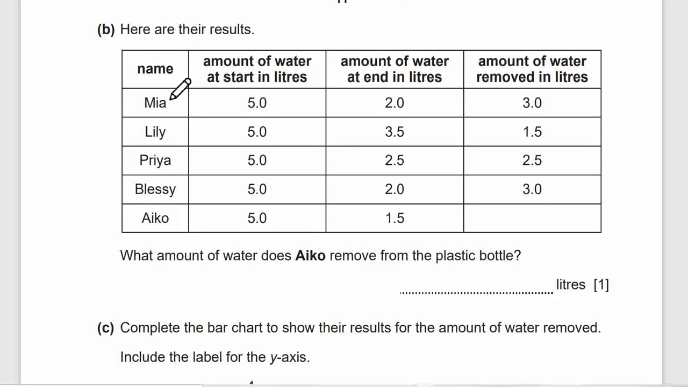Next, question B. Here are their results: Mia, Lily, Priya, Blessy, Aiko. The amount of water at the start in liters is the same, and the amount of water at the end is different, depending on how much they can blow.